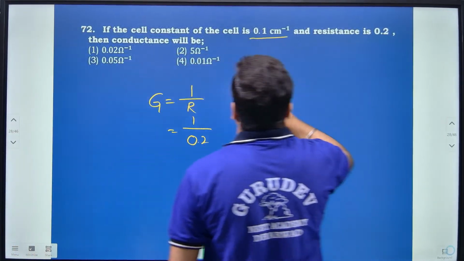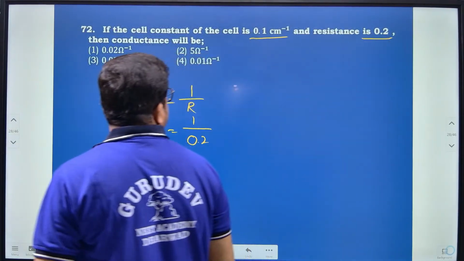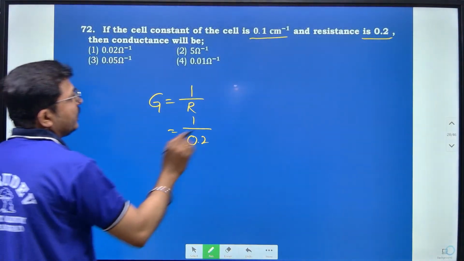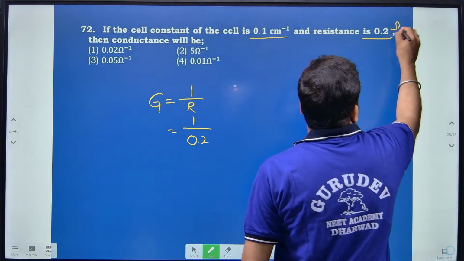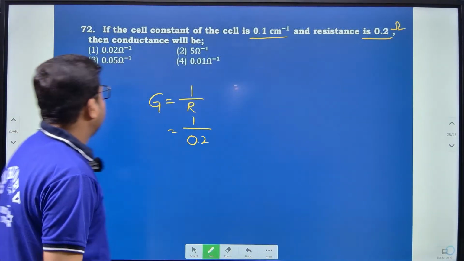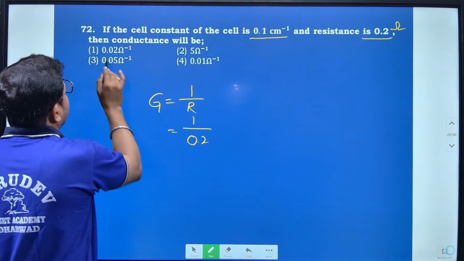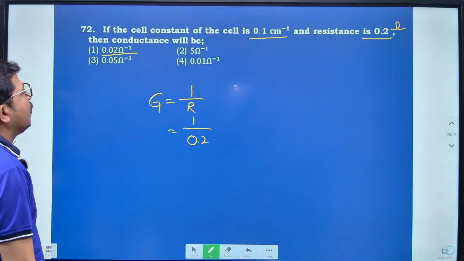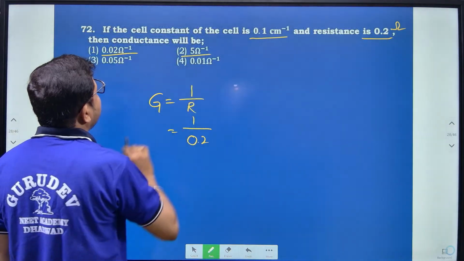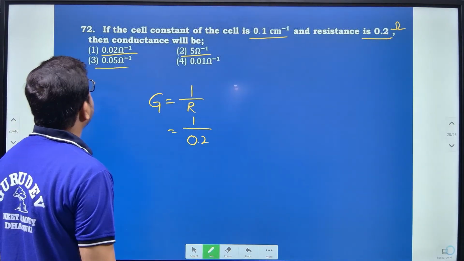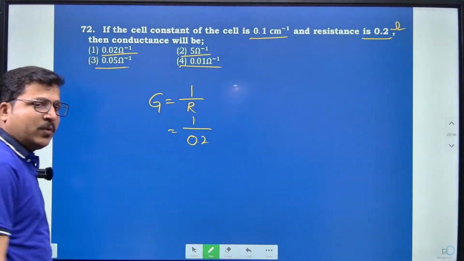See here, they have given the cell constant as 0.1 per centimeter, and the resistance is 0.2 ohm. They have not mentioned its SI unit, ohm, and then the conductance will be... Yes, and they have given four options. Option 1 is 0.02 per ohm, option 2 is 5 per ohm, option 3 is 0.05 per ohm, and option 4 is 0.01 per ohm.